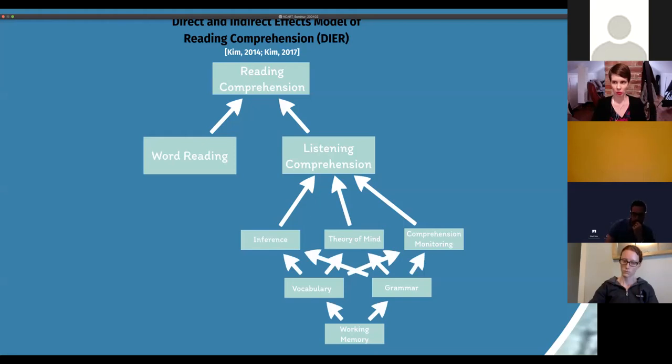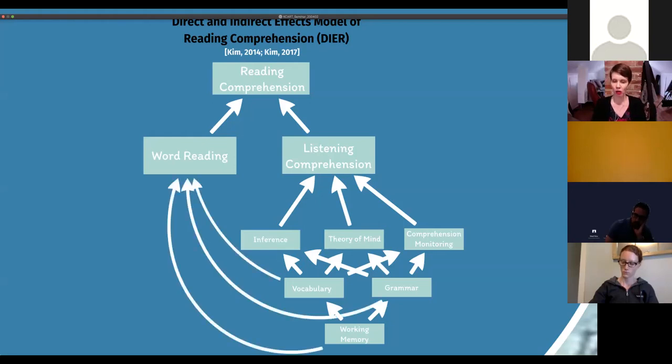And again, we have to go with that original notion of Goff and colleagues that listening comprehension is this parallel of reading comprehension. And these other language skills are then supporting listening comprehension, which then supports reading comprehension. I'll also just note that vocabulary, grammar, and working memory also have indirect effects on word reading.